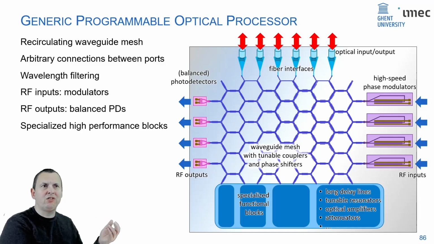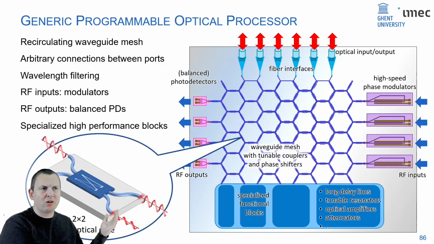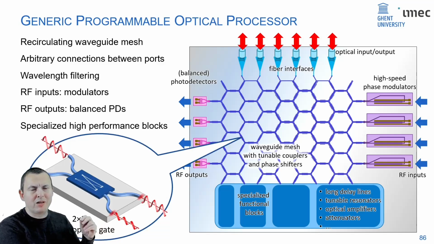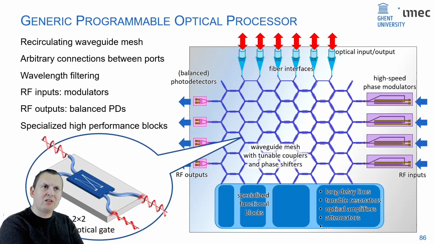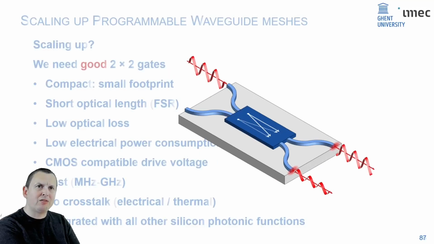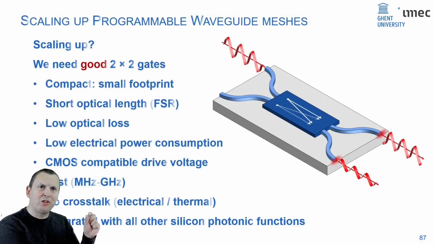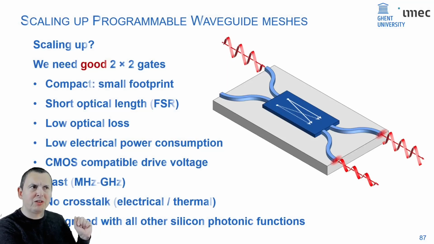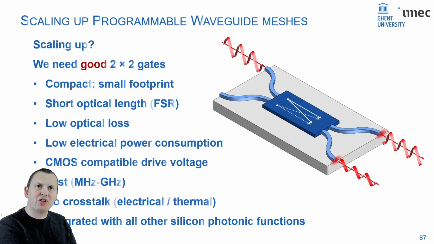And at the center, at the heart of this mesh, is of course this optical gate, this 2x2 circuit that mixes the inputs and the outputs. Now there's a couple of challenges if you want to implement good optical gates. Because you have so many of these, they also need to be very good. So they need to be small, they need to be short optical length, they need to have low optical loss, low power consumption, compatible with the CMOS drive voltage, fast, preferably megahertz or microsecond scale, no crosstalk. I mean, if you drive one gate, it should not affect the next gate, and of course integrated with all the other functions on the chip.